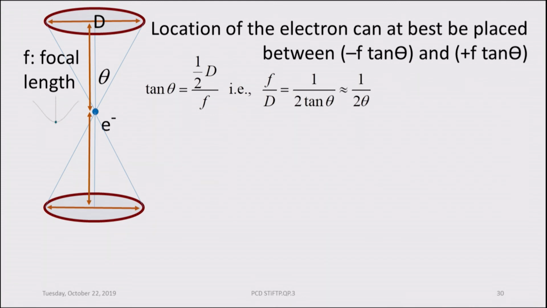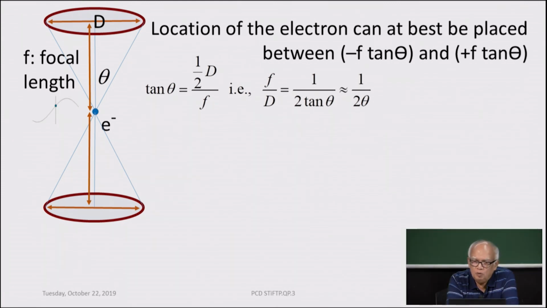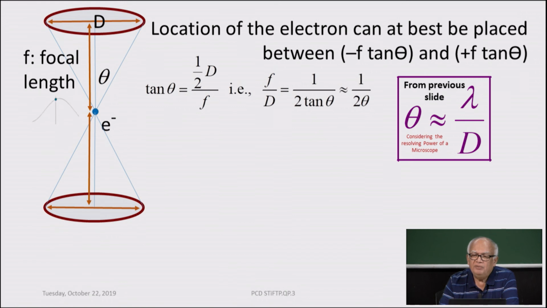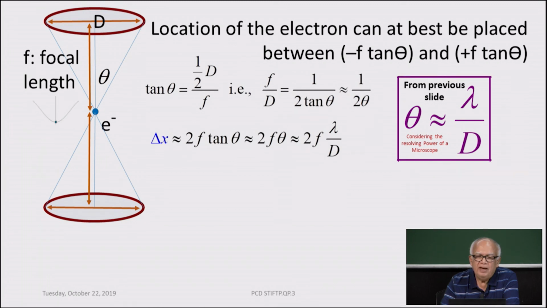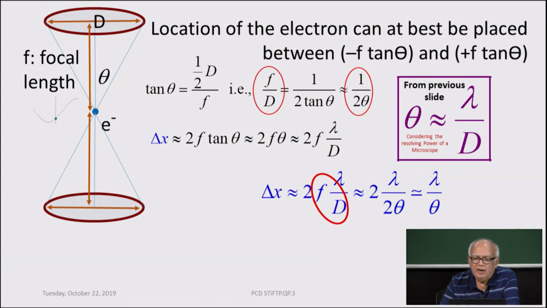So, from geometry you see that f over d is 1 over 2 theta. For small angles, sin theta is nearly equal to theta, tan theta is also nearly equal to theta, cosine theta is nearly equal to 1. And from the previous slide we have theta equal to lambda over d. So, we can put the two relations together and get the position uncertainty to be of the order of 2f times lambda over d. And what is f over d? f over d is 1 over 2 theta. So, you get delta x equal to lambda over theta.